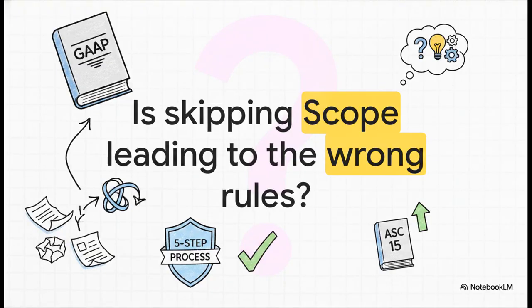So I want to leave you with this provocative thought. Is skipping the scope section secretly leading you to non-authoritative dead ends and the completely wrong accounting rules? Well, the answer is almost certainly yes. Checking the scope is the ultimate safeguard of that 5-step research process.